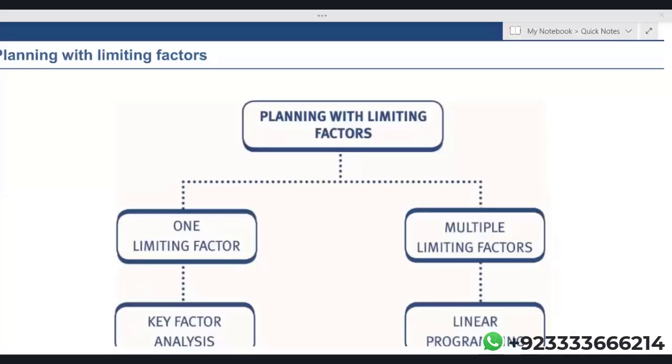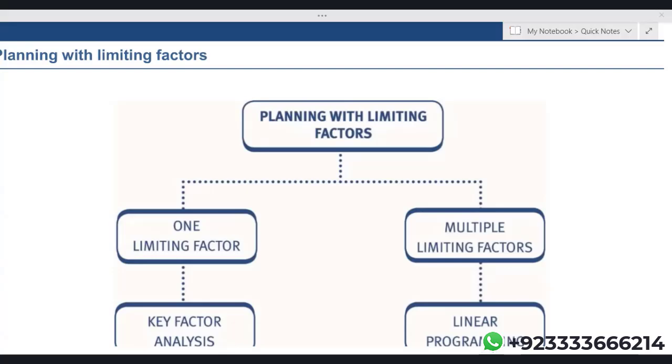Dear student, let's start the new chapter, new topic, that is the limiting factor. Basically, this term should not be new for us. Why? Because we did study throughput accounting. In throughput accounting, if you just try to recall, instead of using the terminology limiting factor, we were using the terminology bottleneck resources. Actually, what a limiting factor does is restrict your operations.